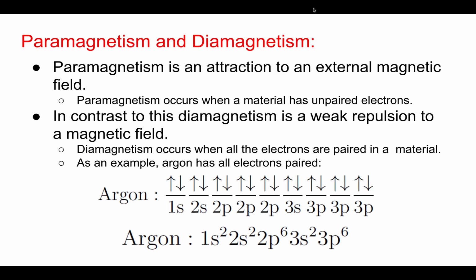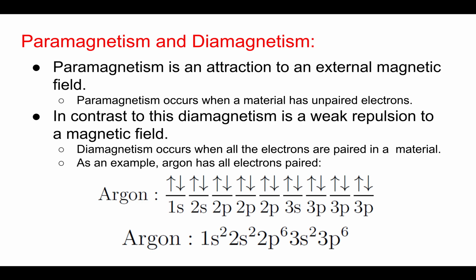Now let's review paramagnetism and diamagnetism. So paramagnetism results when the atom has unpaired electrons. In this case, there's going to be an attraction, a relatively strong attraction, to an external magnetic field. In contrast to this, atoms with all their electrons paired experience diamagnetism. That is a weak repulsion to an external magnetic field.